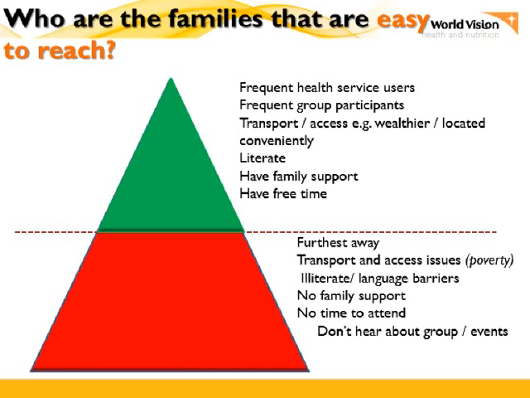But the harder to reach people live further away and have transport and access barriers, possibly also experiencing financial barriers as well. Illiterate people are particularly hard to reach and may have language barriers that prevent them from accessing information through media and local radio. These people often don't hear about events for community health, or they don't have the family support and time to attend them.